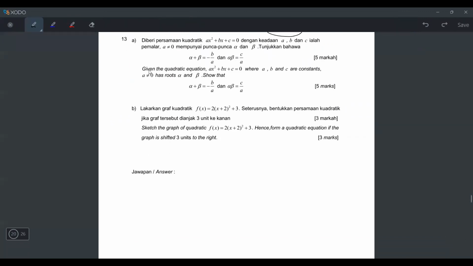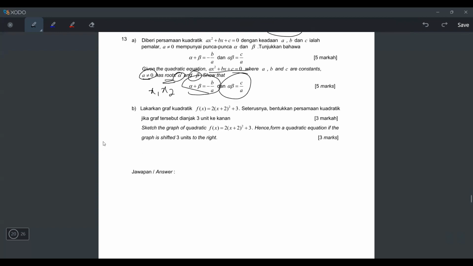Okay, so 13a, given the quadratic equation, this one, where a, b, and c are constants, a cannot equal 0, of course, because if a equals 0, then it becomes a linear equation already. It has roots alpha and beta. So roots means x1, x2. Show that this one and this one.